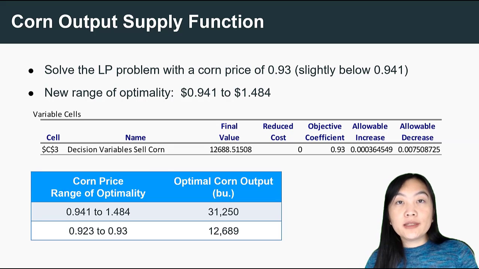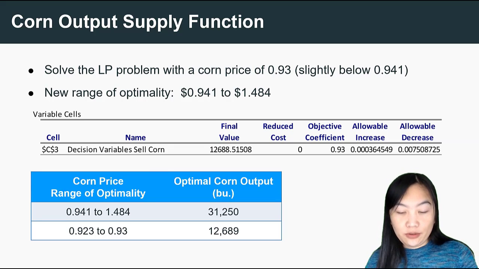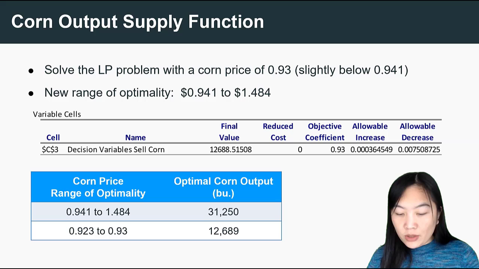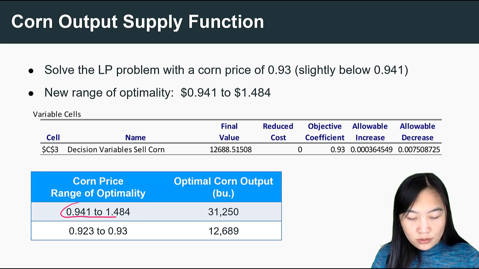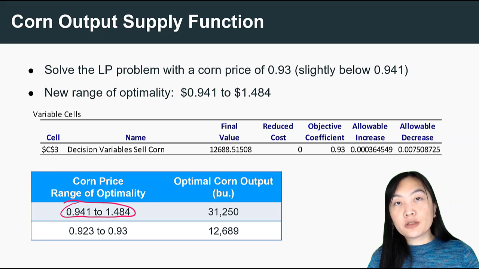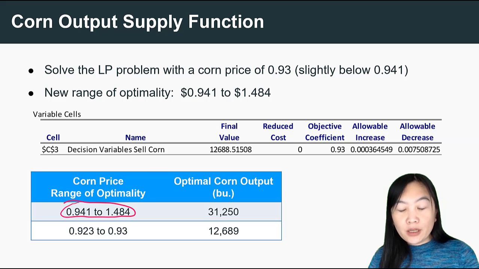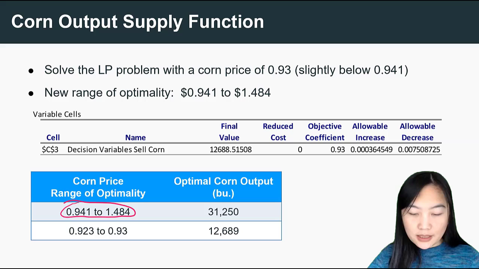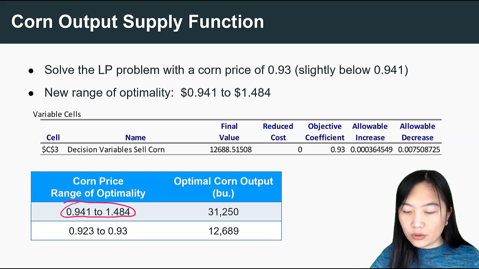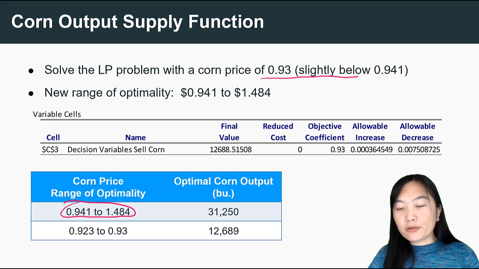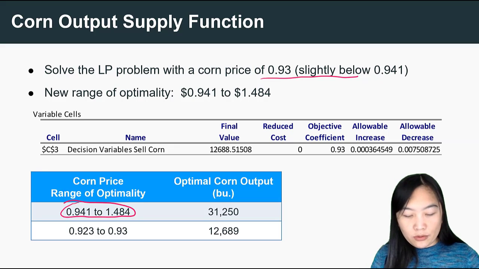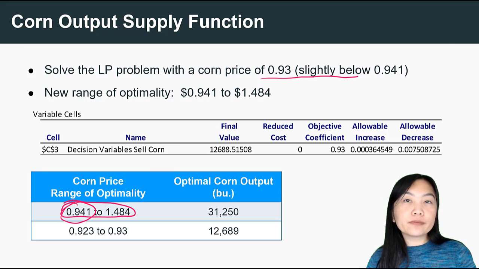What is the quantity that the producer is willing to sell? So what we want to do is that since we know within this range, the optimal solution doesn't change, we should try a price that is outside of this range. But let's start first by showing what if the price is a little bit below this lower bound here.